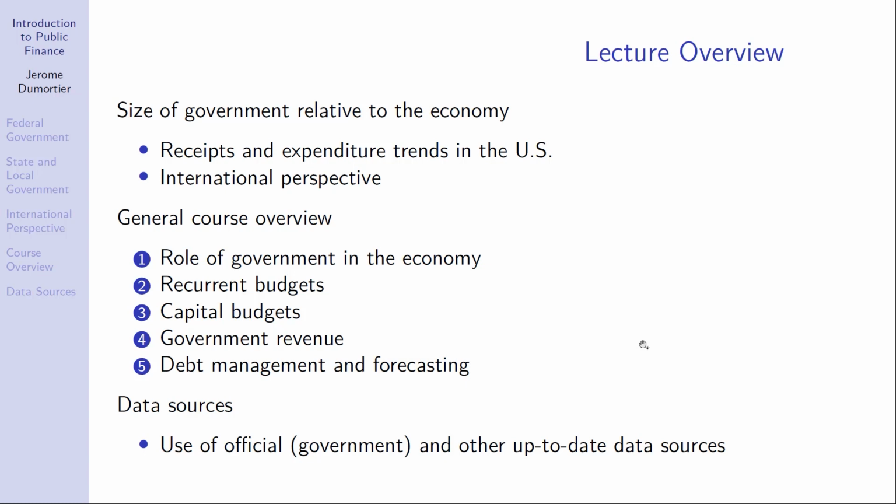Next, we are going to have a general course overview about the videos and the topics that will be covered throughout. First, we are going to look at the role of government in the economy, in the sense of why and how the government intervenes in the economy. Then we are going to talk about budgets and budgeting. Here we are going to make the difference between what are called recurrent budgets and capital budgets.